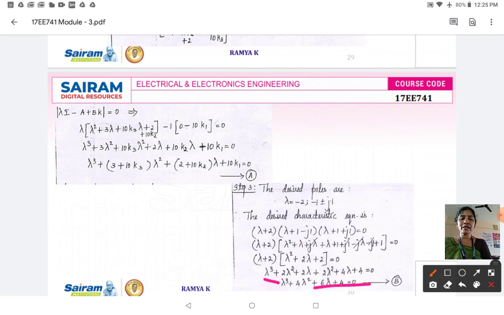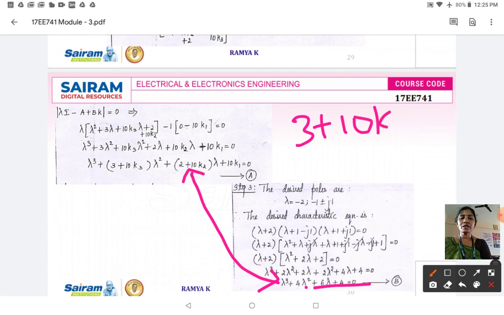Comparing this desired characteristic polynomial equation with the original characteristic polynomial, comparing the powers of lambda cube is not going to return any value of state feedback gain. Comparing the power of lambda square, you will get 3 plus 10k3 is equal to 4. So from this you can identify k3 is equal to 1 divided by 10. So the value of k3 is going to be 1 divided by 10.